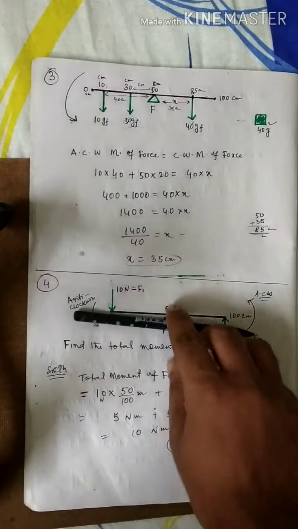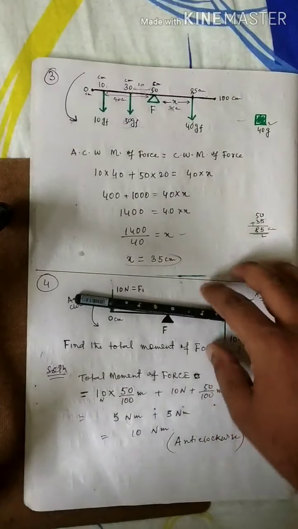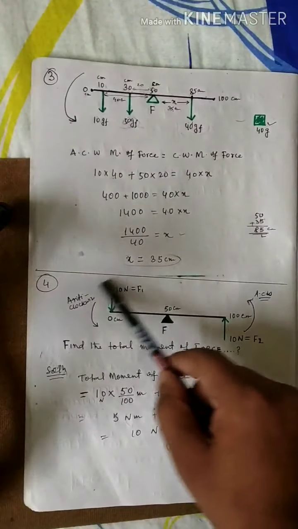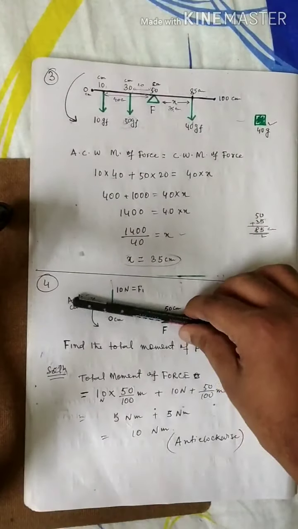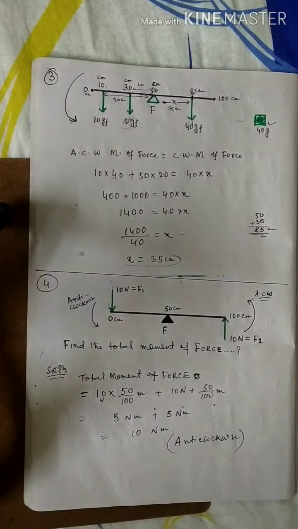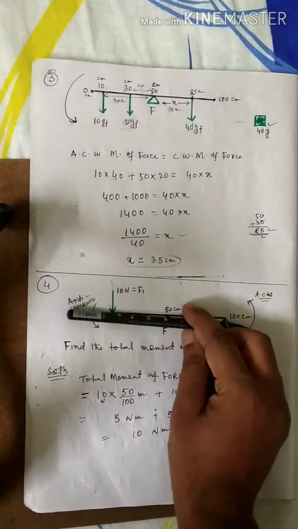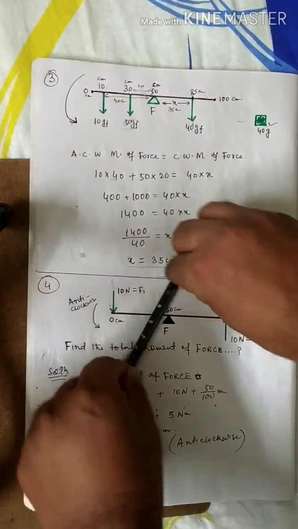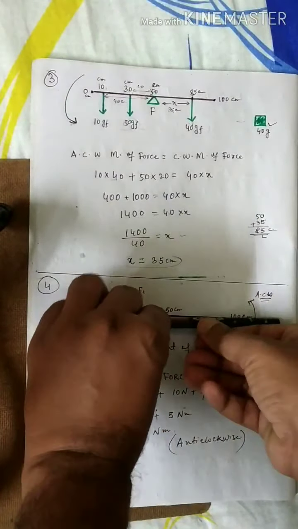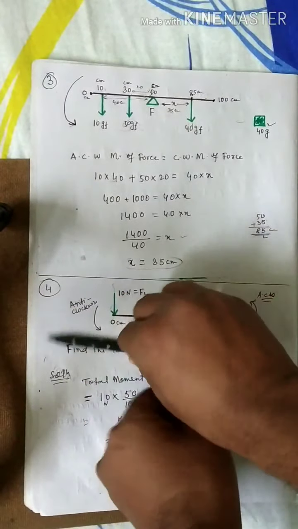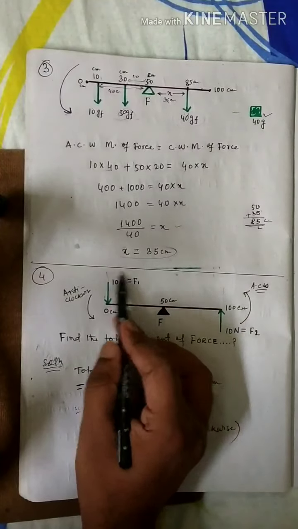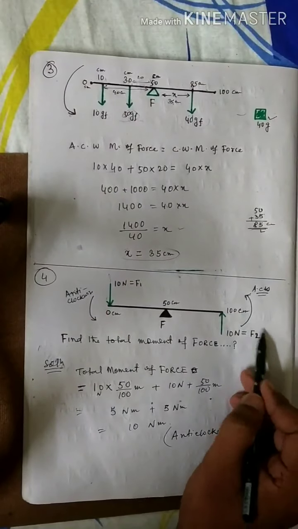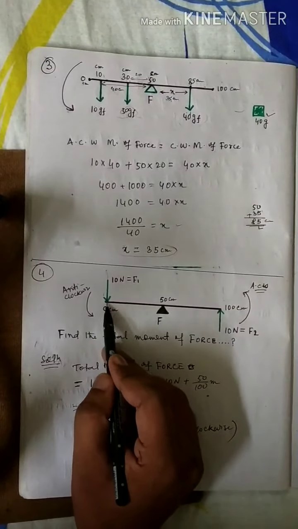Since both are anti-clockwise, no one is opposing each other. So we will add these 2 forces. Clear? So this is anti-clockwise, and the body will rotate like this. Now here look at this 10 Newton force. This is force 1, the first one, and this is force 2.